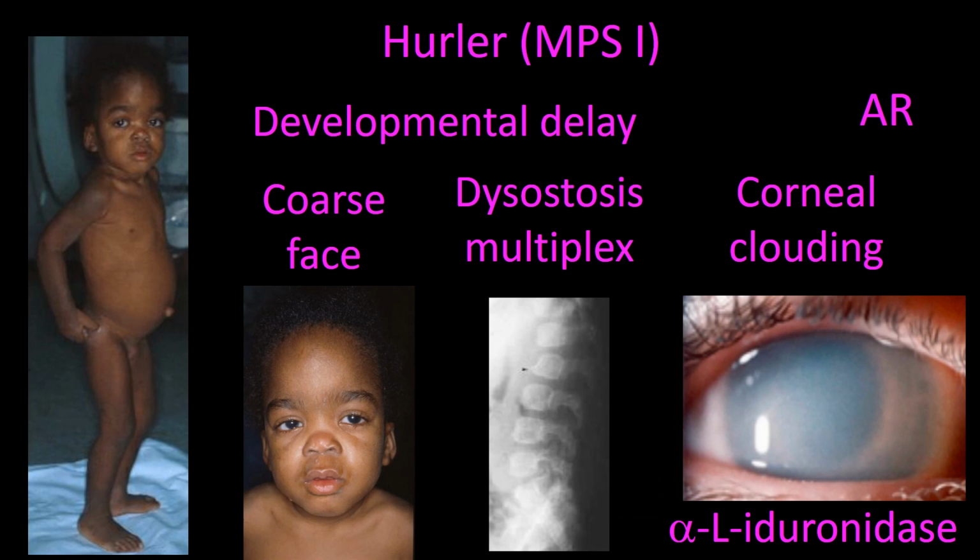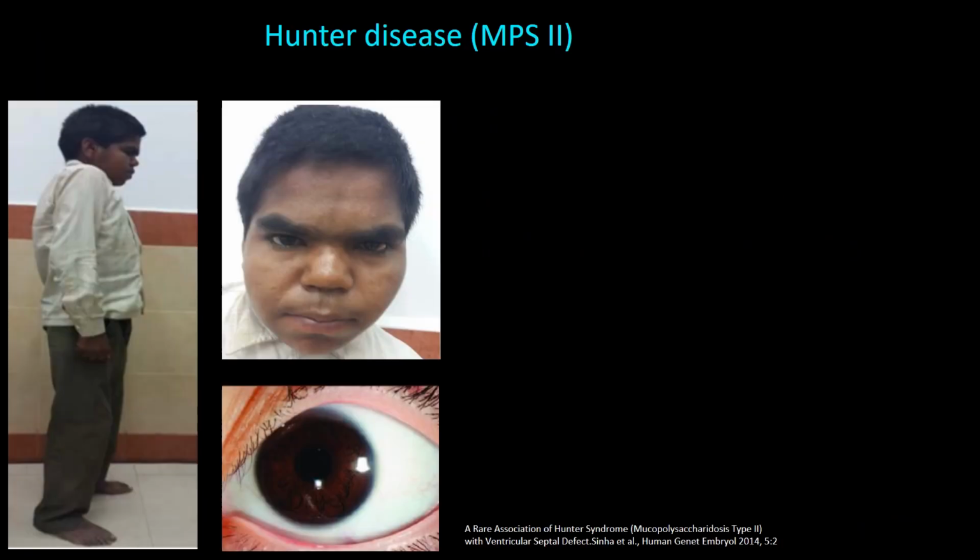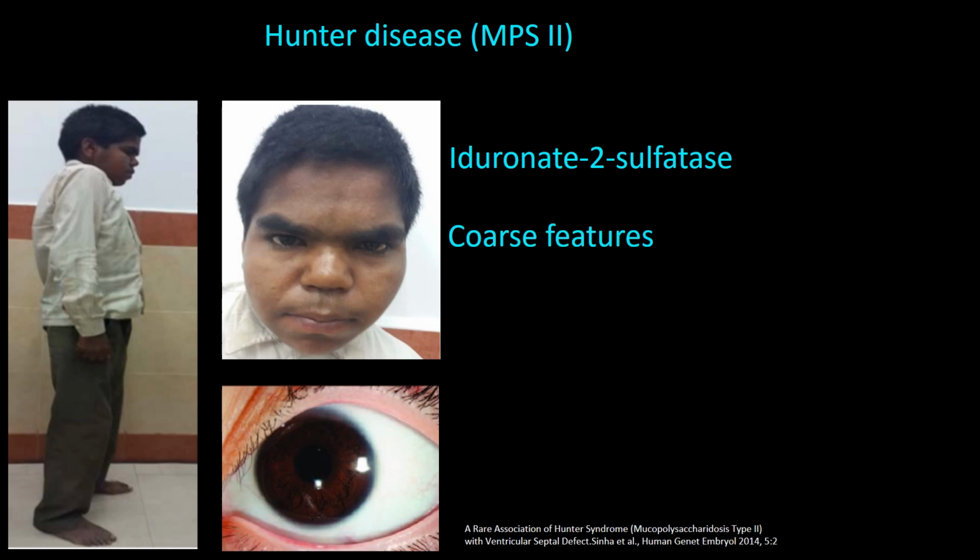One point that helps distinguish Hurler from GM1 is age of presentation. In patients with Hurler syndrome, coarse facial features appear after 6 months of age. In patients with GM1, facial features become coarse in the first 6 months of life. In this frame, you can see some of the features of Hunter syndrome. Hunter syndrome is due to iduronate 2-sulfatase deficiency. Features are coarse, but they usually are not present until about 2 years of age.